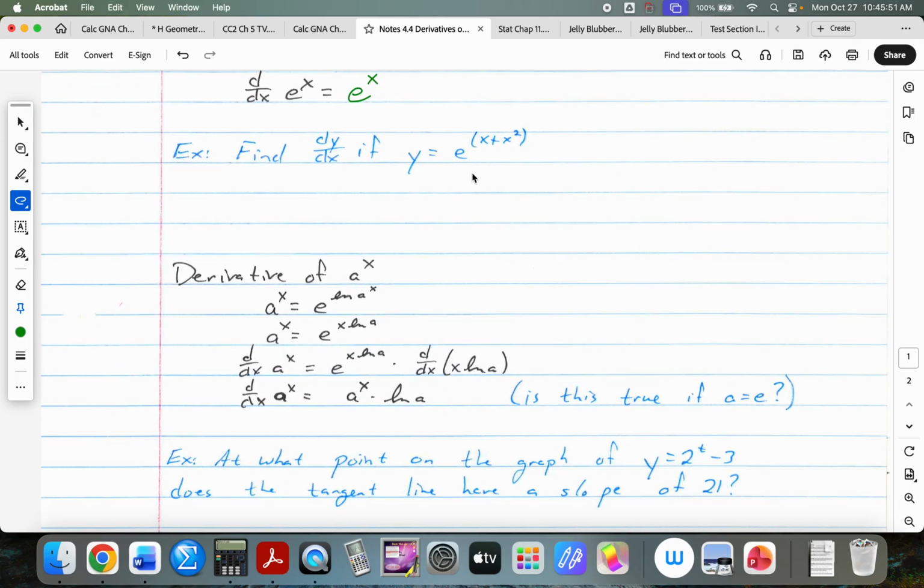So we can do problems like this by applying the chain rule to this. Here dy dx will be equal to e to the x plus x squared times the derivative of x plus x squared, which is 1 plus 2x. And there's really not anything that we can do to make this better, so we'll just leave it like that.